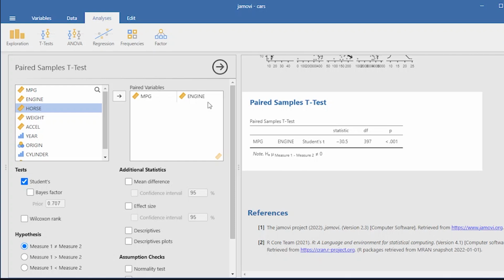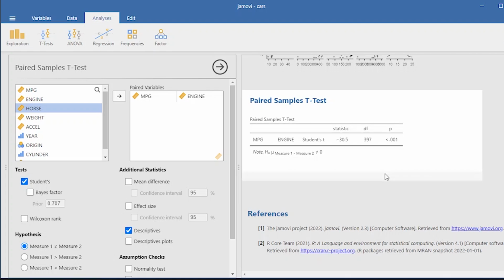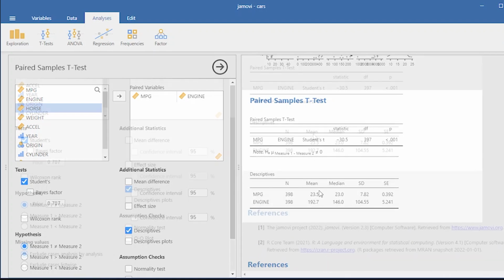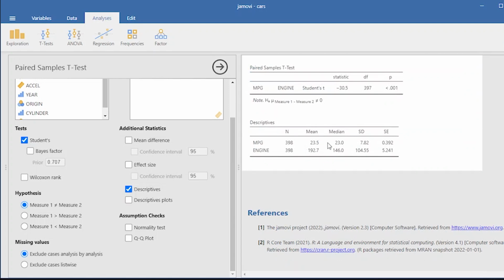Now the question: is this a right test? No, it isn't, because it's completely illogical to check the miles per gallon test. Let me bring up the descriptives to show you what I mean. You see the mean here: the miles per gallon range is completely different from the average range of the engine size in inches. That's why it's 23 and 192. Of course, they are different. That's why it shows a significant difference. So this is a wrong test.